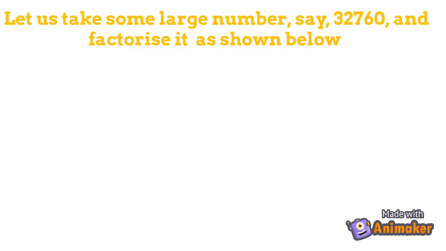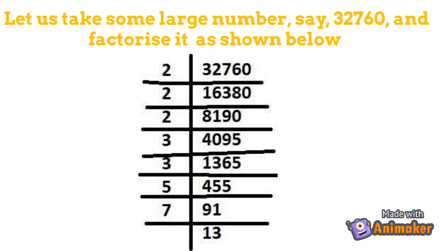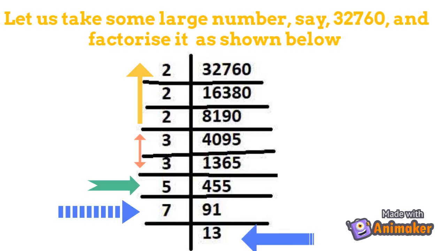A large number is given here, and that is 32,760, and its factorization procedure is given below. I hope you all know how to solve a prime factorization problem. Still, I have given an example here. But just remember one thing: the number you divide the large number by must be a prime number. Like here, 2, 3, 5, 7 and 13 are all prime numbers. So as you can see, the prime factors of this number are 2, 3, 5, 7 and 13.